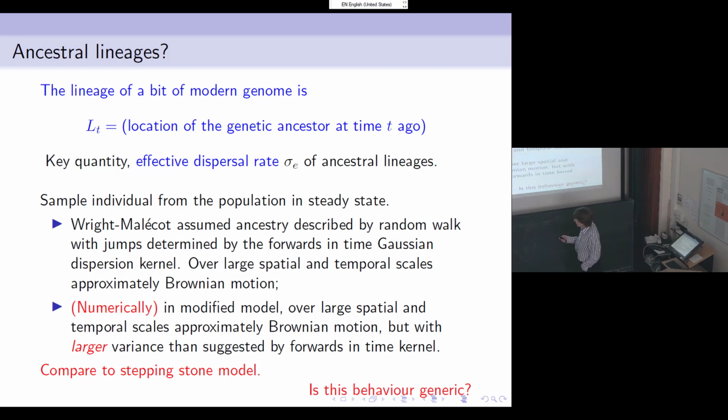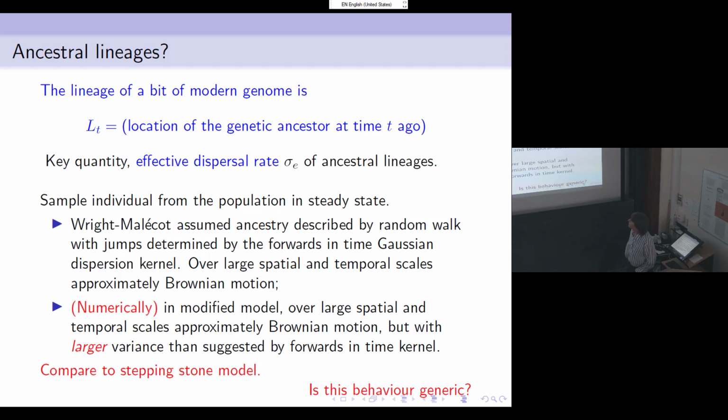And a key quantity that one needs to understand is what we call the effective dispersal rate. So as I go backwards in time, what's the motion of those ancestral lineages, and in particular, how does their distance from the individual I sampled scale with time? So on average, in this model, it's going to be 0 because everything was translation invariant, assuming I sample uniformly at random, but it's going to have some sort of variance, and the variance is going to be the square of that sigma e, times t.